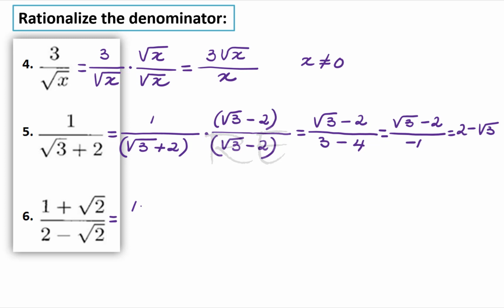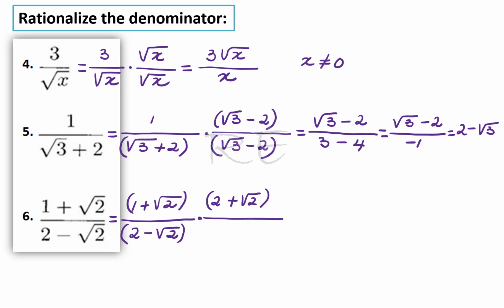To rationalize 1 plus square root of 2 over 2 minus square root of 2, we will multiply the fraction by the conjugate of the denominator. The conjugate of the denominator is 2 plus square root of 2, divided by 2 plus square root of 2.